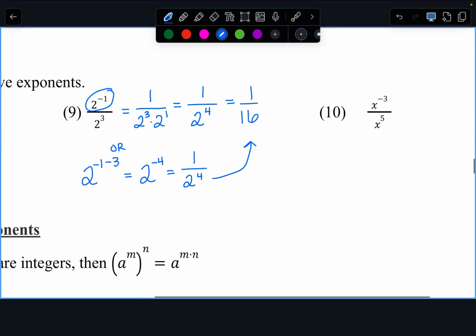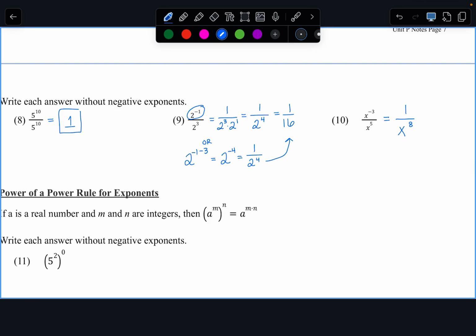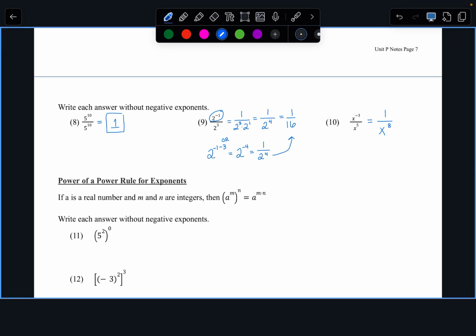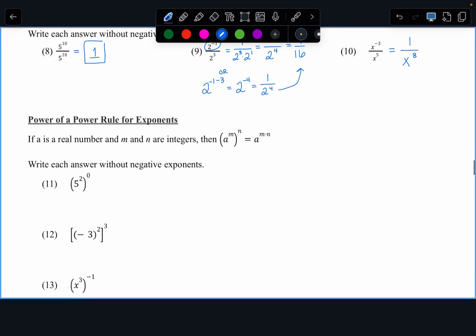So what do you think number 10 would be? Or you could just tell me the answer. X to the 8th power? 1 over x to the 8th. Beautiful. And I kind of already touched on this next part. When you have a power to a power, you multiply those exponents. Think about it like sprinkles. You're sprinkling it into every single exponent inside.